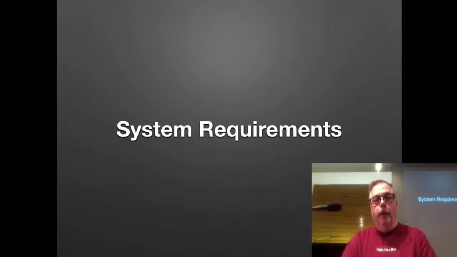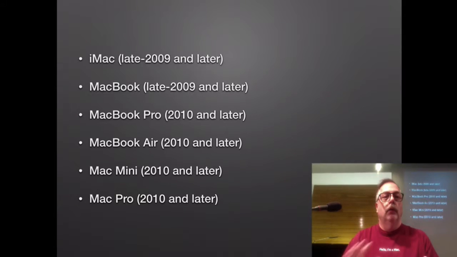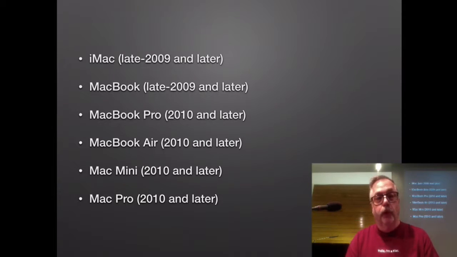So the two questions you need to know are, what systems can run macOS reliably? And does my system meet these requirements? So this is a list that Apple has put out. If you have an iMac that is a late 2009 or newer, or a MacBook, the white MacBook, that's a late 2009 or later, a Mac Pro 2010 or newer, MacBook Air 2010 or newer, Mac Mini 2010 or newer, you can run the beta software for macOS Sierra on these devices.